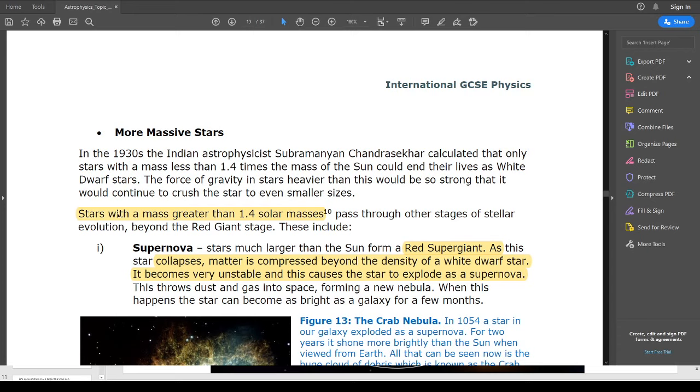So stars with mass pass through other stages beyond the red giant stage. For a normal low mass star, it's red giant and then white dwarf. But for stars with mass greater than the sun, greater than 1.4 solar masses, these stars go beyond the red giant stage. So what's beyond the red giant stage? Beyond the red giant stage is red supergiant. First it is red supergiant, and then as the red supergiant collapses, the star explodes as a supernova. So supernova always occurs from a red supergiant, not a red giant. Remember this.